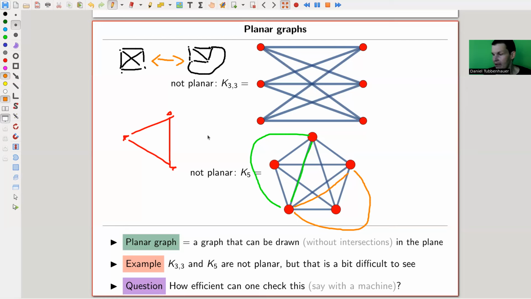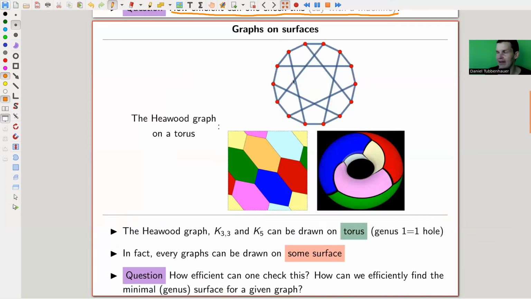Okay, so can we do this? Can we check somehow and maybe efficiently, maybe even with a machine? And if you want to pause the video and open your favorite computer algebra system, it will have something that is called isPlanar, some version of isPlanar. So actually there is an algorithm that is efficiently implemented. And I'm essentially talking about this algorithm now. And I say that again, I think that is really surprising, because to me it looks like this problem is supposed to be really hard. Anyway, you can ask the same question on any surface.